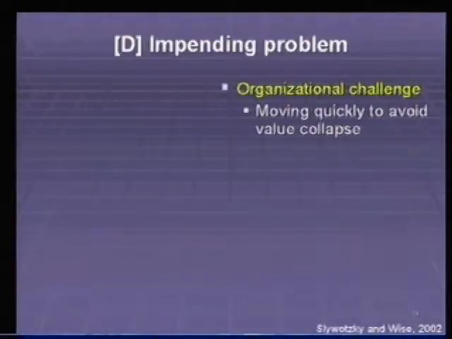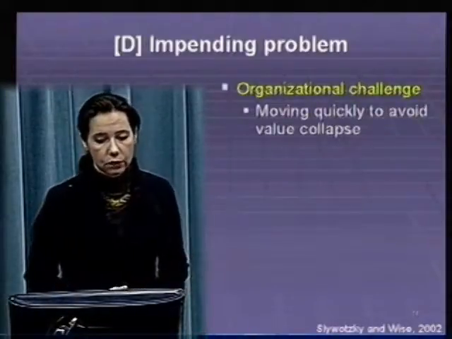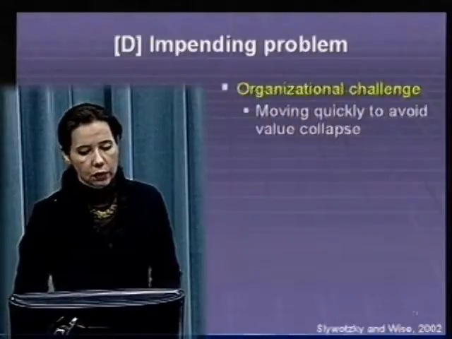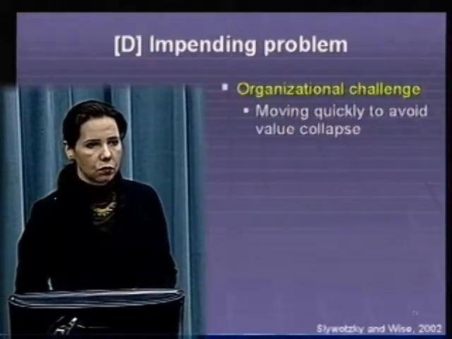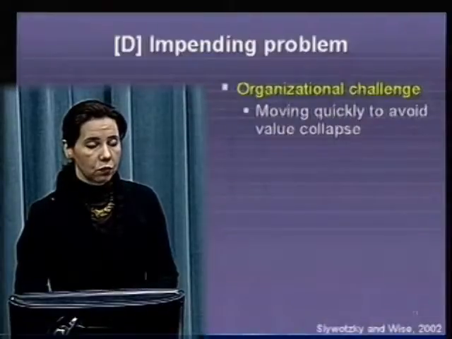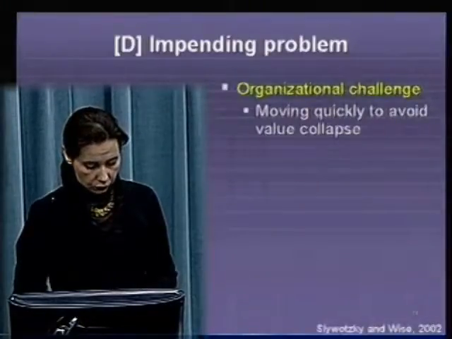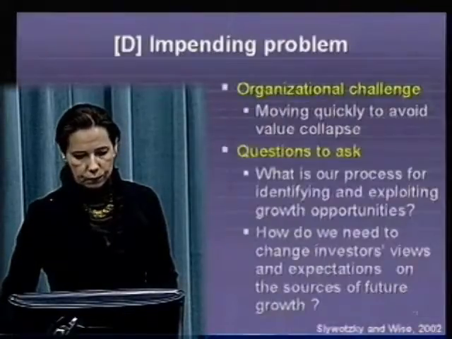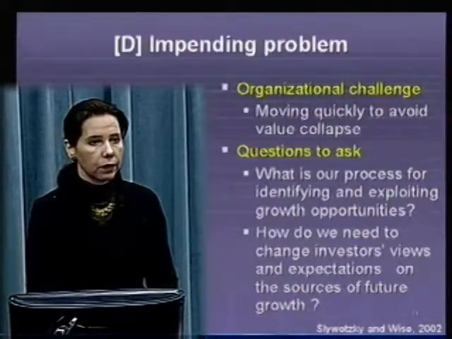And D is, again, about the problem. It means that you had growth, but this growth was without considering revenue, return on investment, and market value. In this case, the organizational challenge for you is moving quickly to avoid value collapse. Your company has grown, but if it doesn't have market value growth or growth of return on investment, that is exactly what you have to address. And these are questions which might help you.